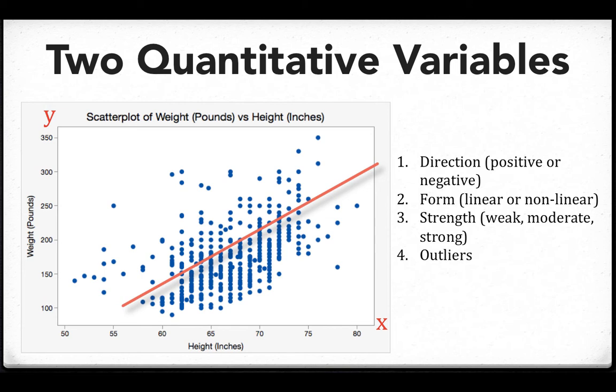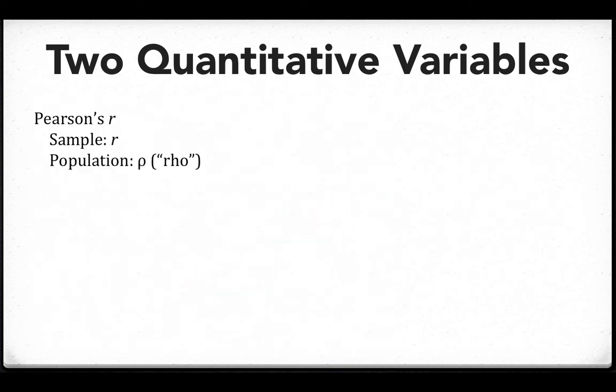If we wanted a more objective measurement of strength, we could compute the correlation coefficient. For 2 quantitative variables, the most common measure of correlation is Pearson's r. In a sample, this is signified as a lowercase r. In a population, it's signified by the Greek letter rho.